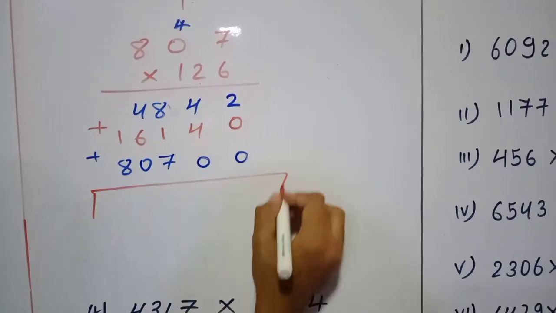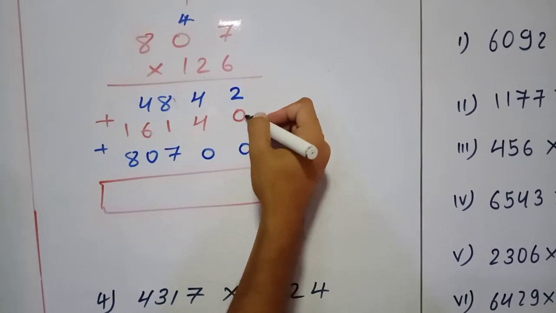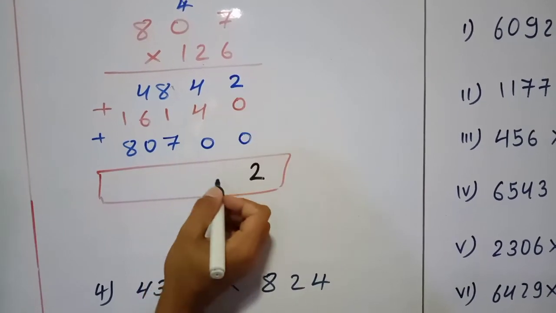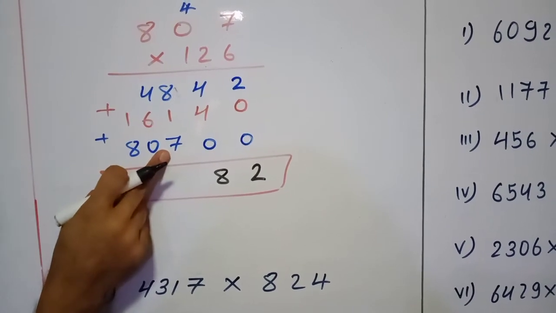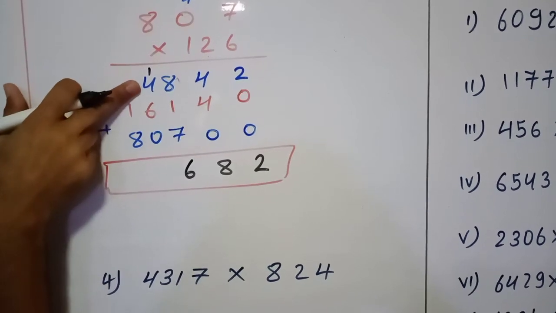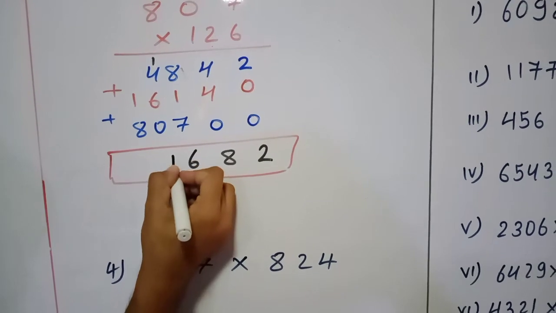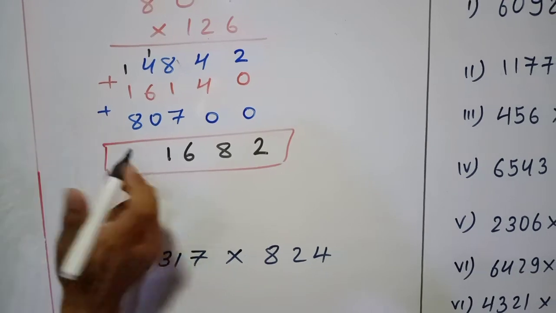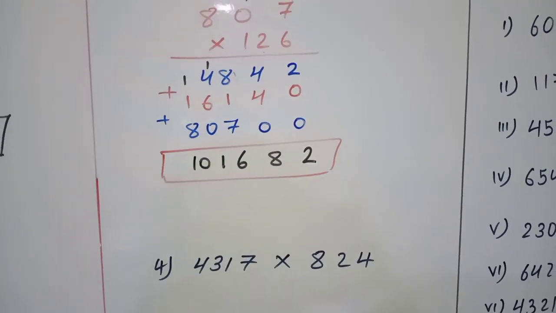Now add these three numbers. 2 plus 0 plus 0, that is 2. 4 plus 4, 8, and 0, 8. 8 plus 1, 9. 9 plus 7, that is 16. 1 carry. 1 plus 4, 5. 5 plus 6, 11. 11 plus 0, 11. 1 here and again 1 carry. 1 plus 1, 2. 2 plus 8, 10. This way we can complete our sum.